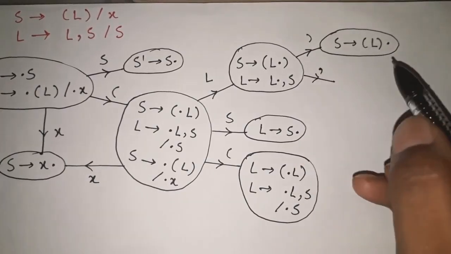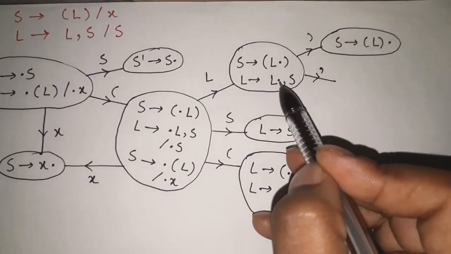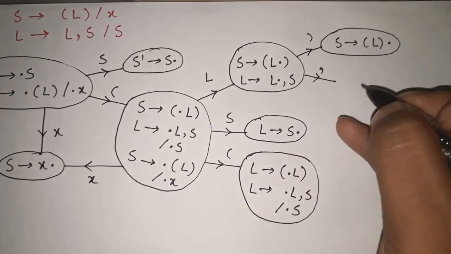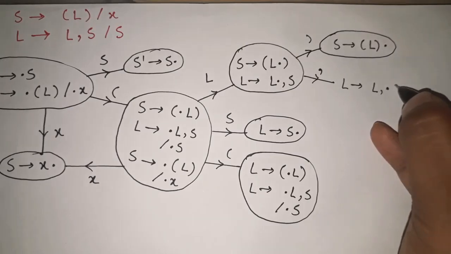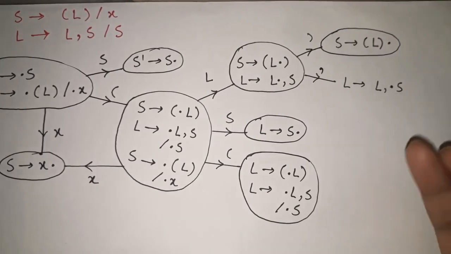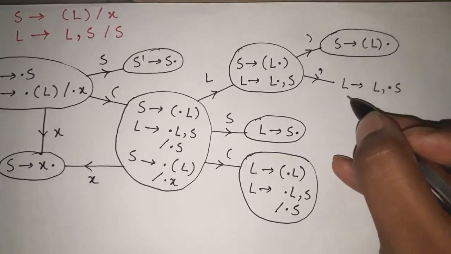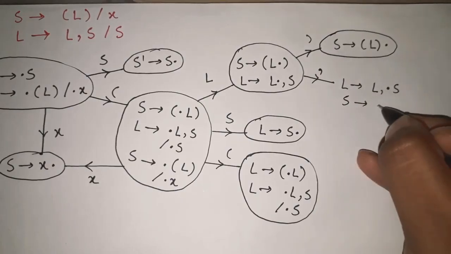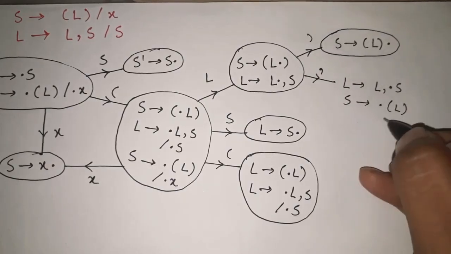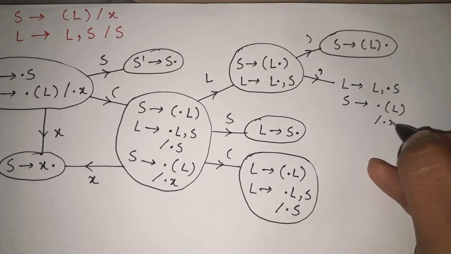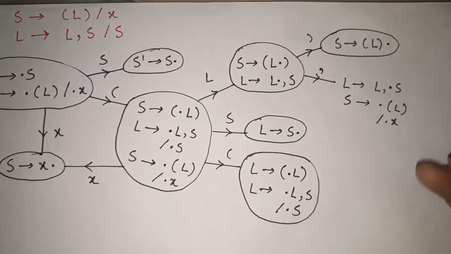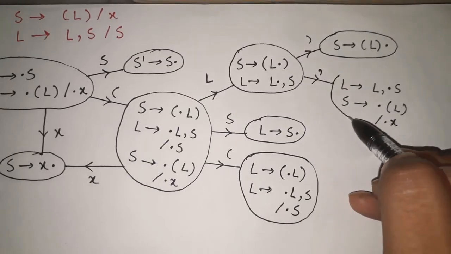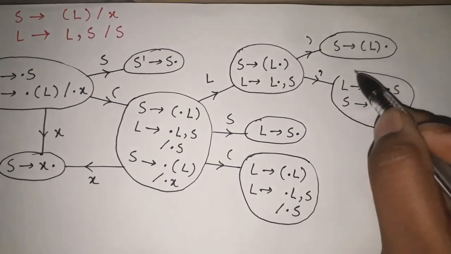Fine. Okay, for comma I am parsing, so dot will come one side right, so I will get L gives L comma dot S. Now after dot we are having one variable, so I have to write the productions of this S also. So S gives dot L or dot X. Fine. Okay. This is a new state that we got.